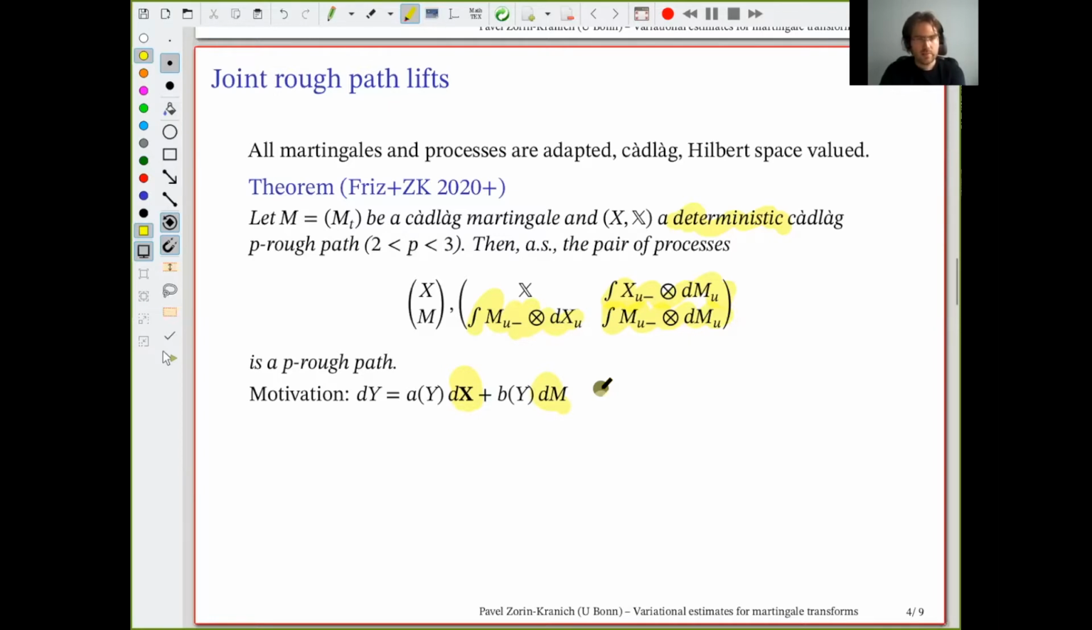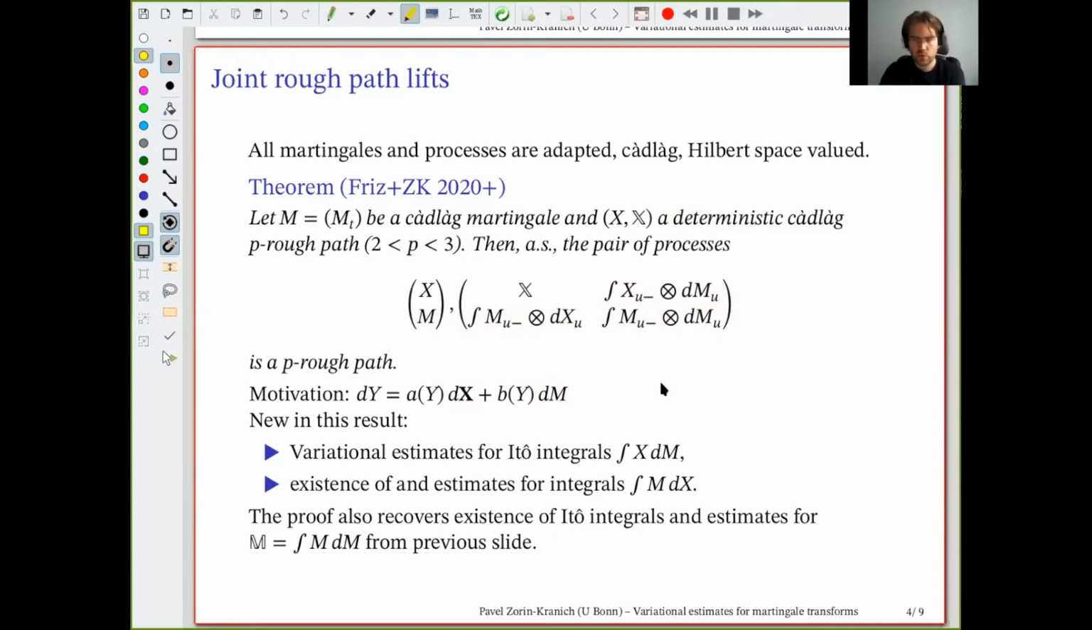Now the qualitative result here is not entirely new. There was a paper by Tal Orenstein, Nicolas Perkowski, and a third author whose name I don't remember, since I don't know the person personally, where they make some qualitative construction of this kind, but it doesn't come with optimal estimates. And our theorem comes with optimal estimates.